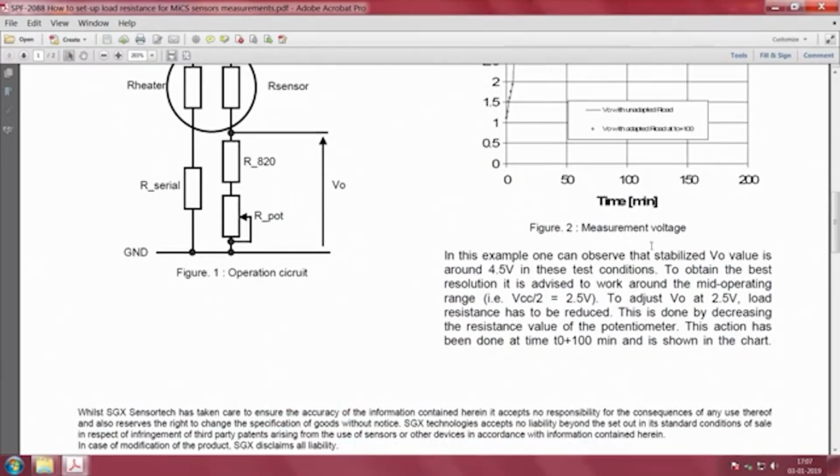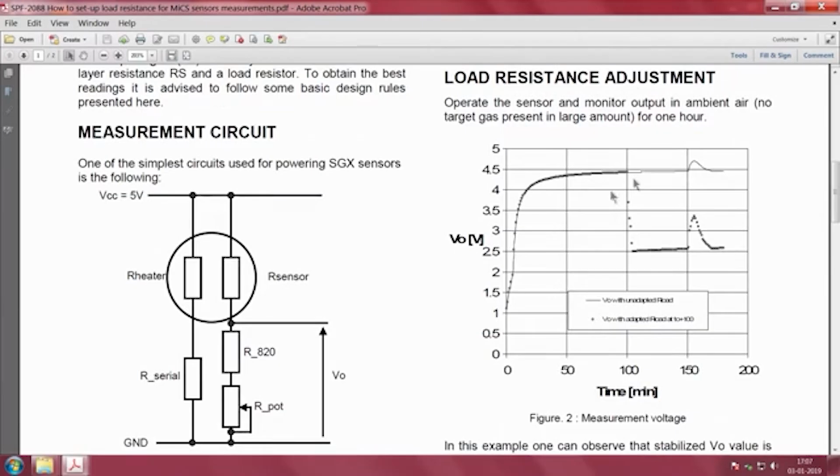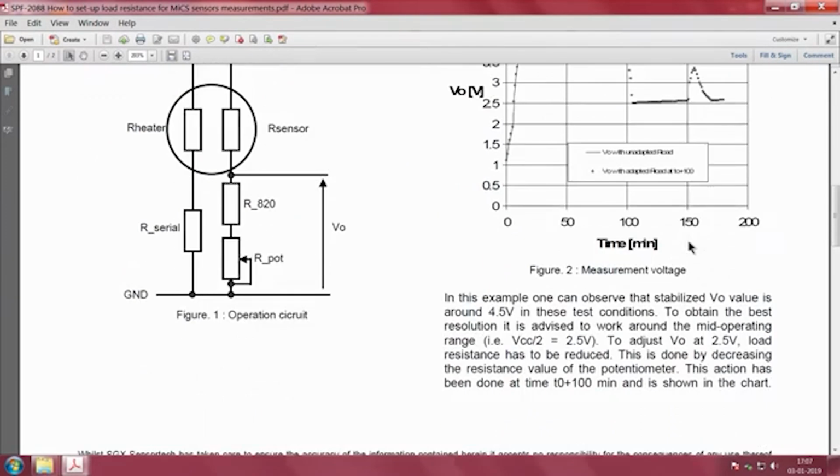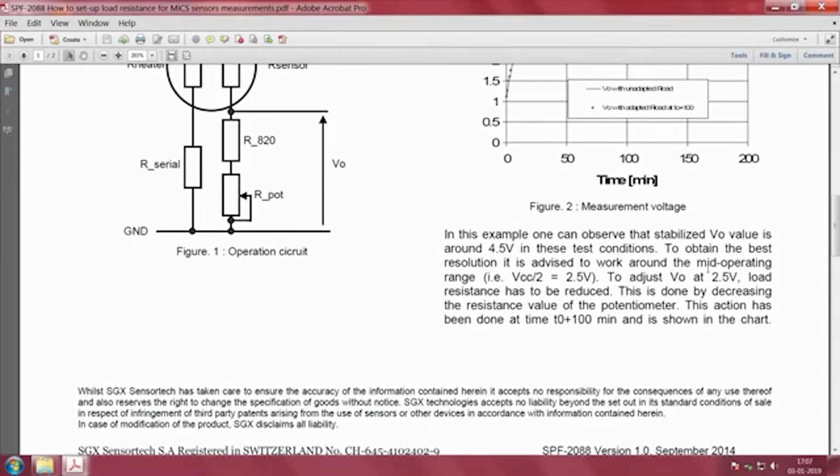To obtain the best resolution, it is advised to work around the midpoint range. So even in my lab I have this around the 4. I think we have got it up to 4.7 or 4.8, I do not recall, but we also have done exactly this part, adjusted to get you to this point. But to get good resolution you may want to work at the midpoint, right?